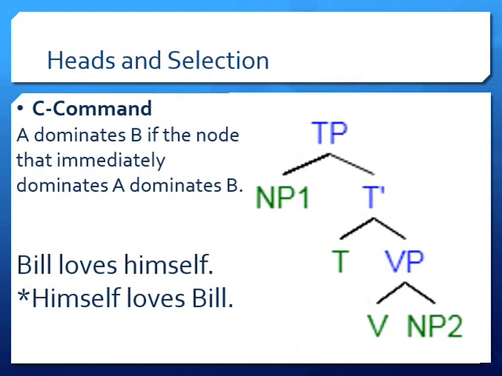Even within the phrase, we see that the simple principle of sisterhood applies. MP1 and MP2 have an asymmetric relationship concerning linear ordering, which is why we cannot say himself in subject position.